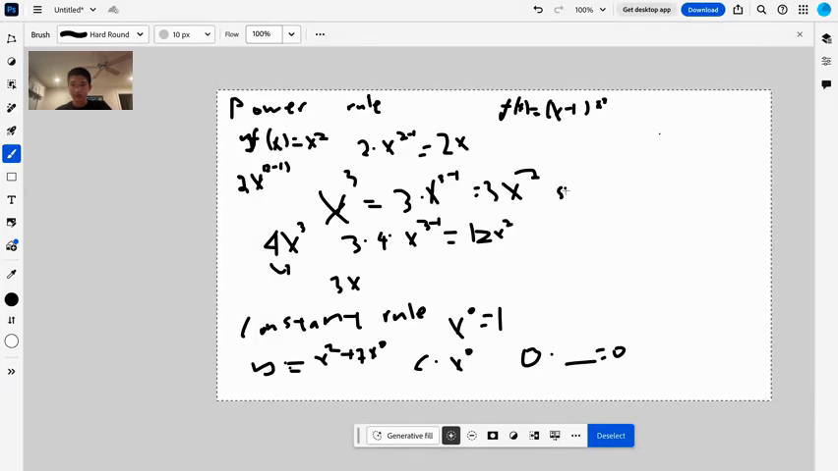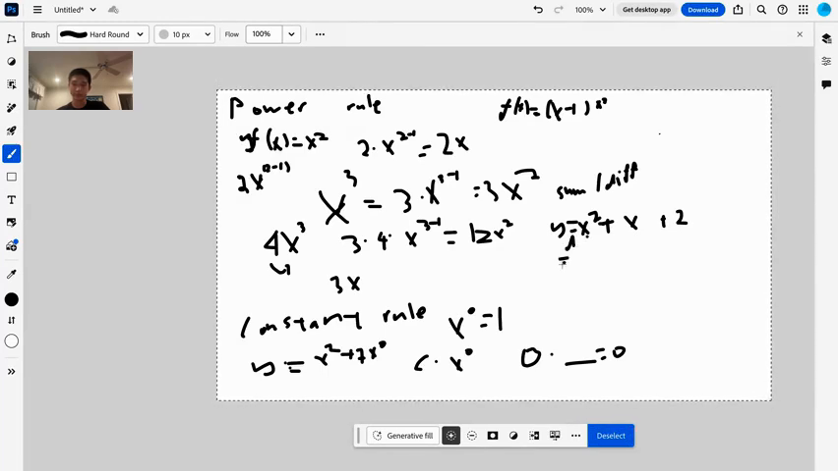Additionally, there's something called the sum and difference rule. Basically what this says is if you have something you want to take the derivative of, and it is one thing added to another thing, you can individually take the derivative of each and add them up, and you get the same result.